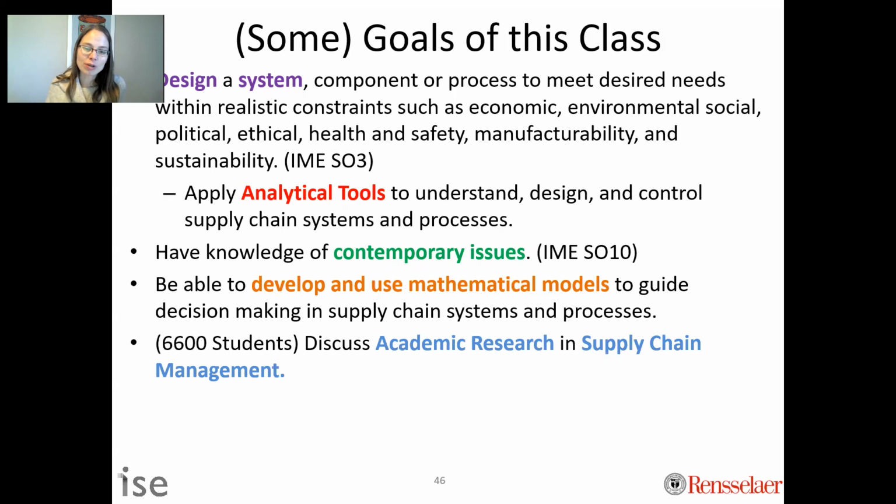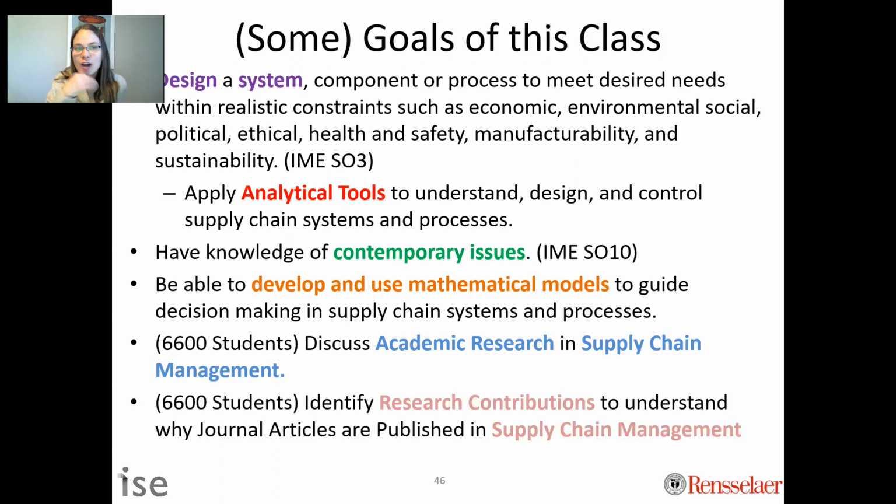From the graduate perspective, so not undergrad, just the 6600, I hope you are able to understand and discuss academic research in this space, and identify what is a research contribution and why it would be published in a journal in supply chain management. The journal article assignments will guide you through this process, and then ultimately you are supposed to propose a research contribution in your project.